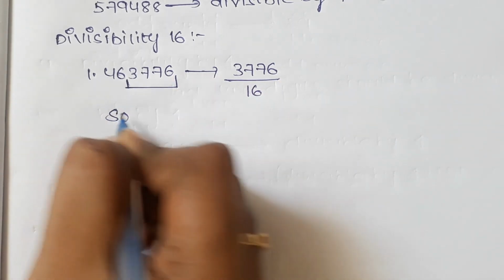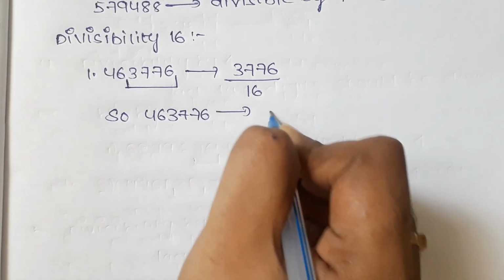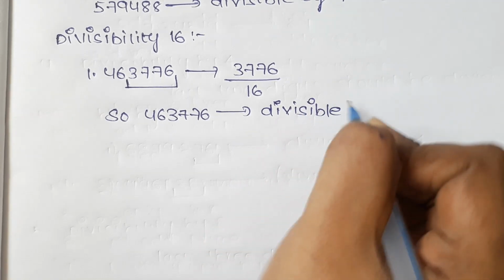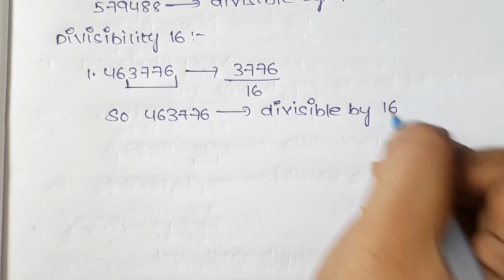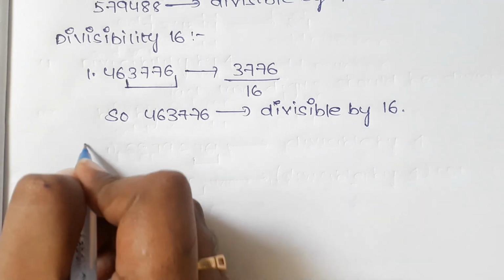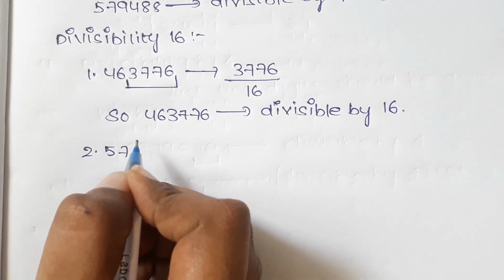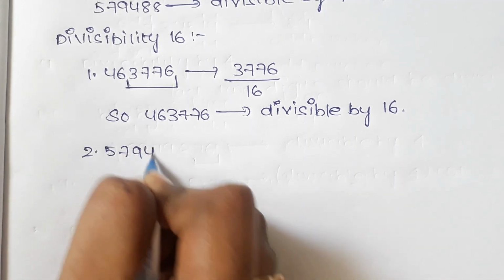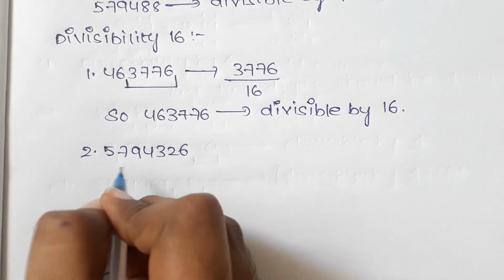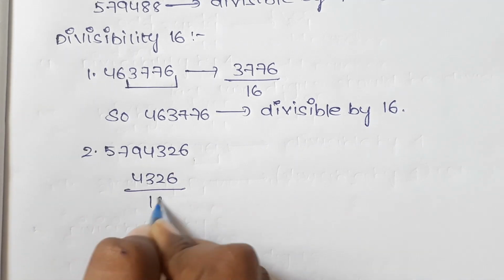So 463776 is also divisible by 16. We should check whether the last 4 digits are divisible by it or not. Let us take another example, 579432. Let us check whether 9432 is divisible by 16 or not.